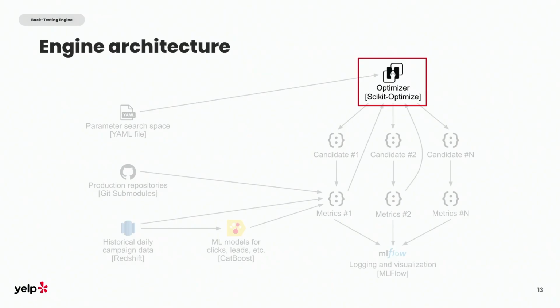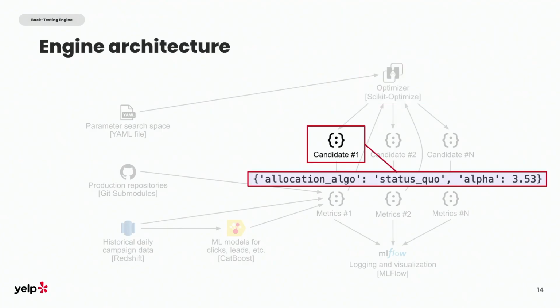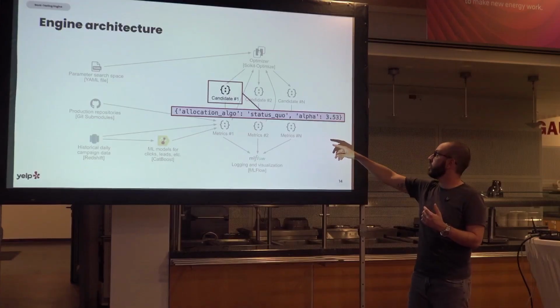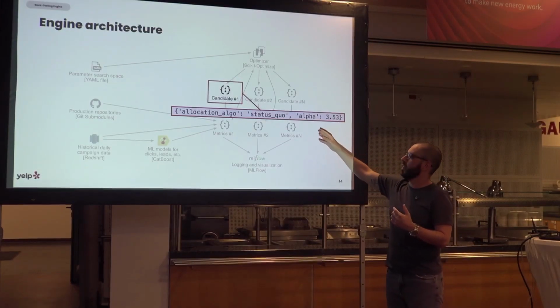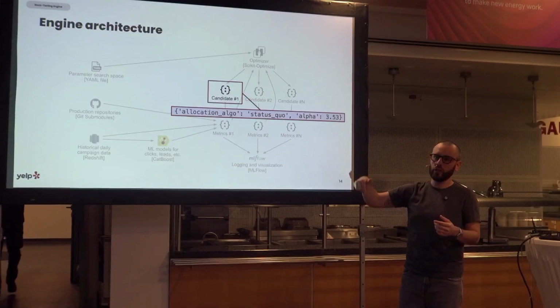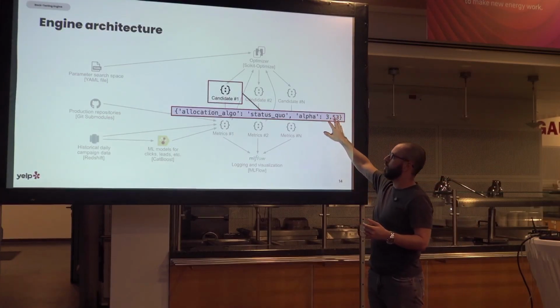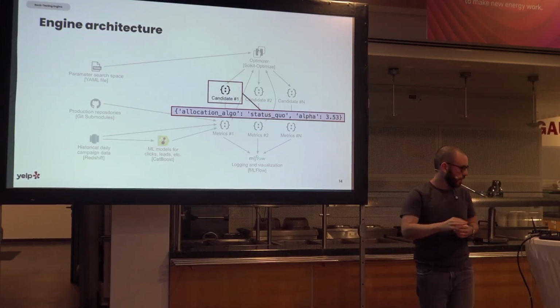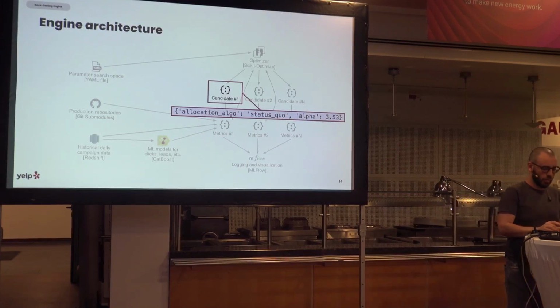After we have defined our search space, it's time for scikit-opt. At the first iteration, it just picks some values at random from our parameter space. Let's say the parameters extracted at random are status quo for the algorithm and 3.53 for alpha. By the way, because we are using status quo, alpha is not even used. But of course, scikit-opt doesn't know about it.